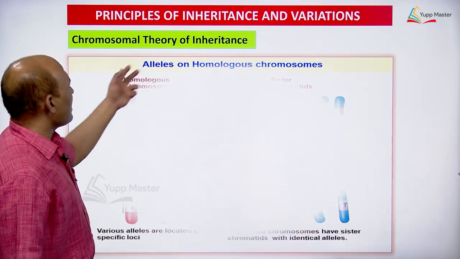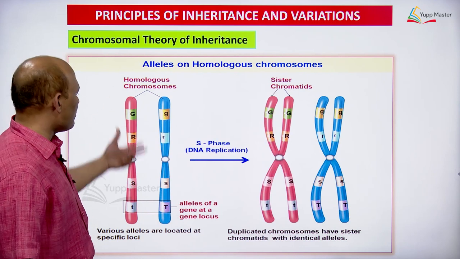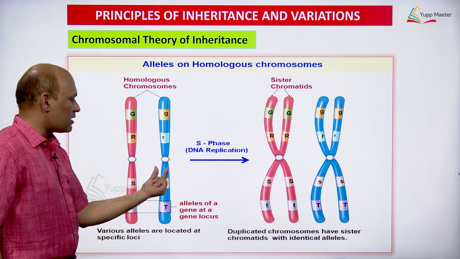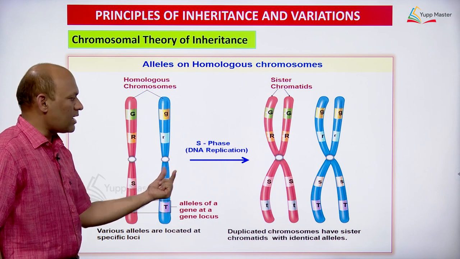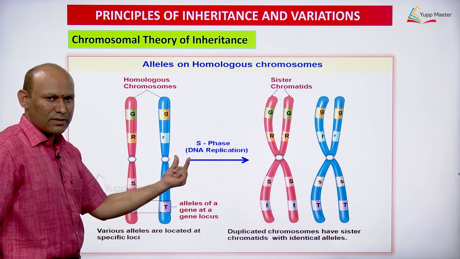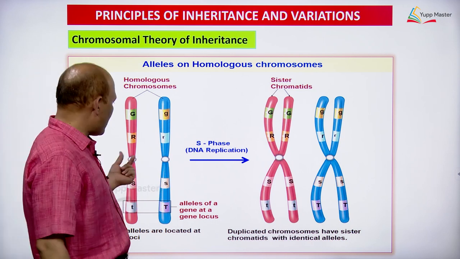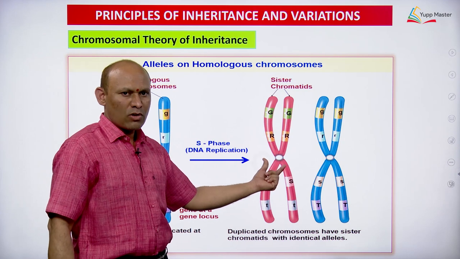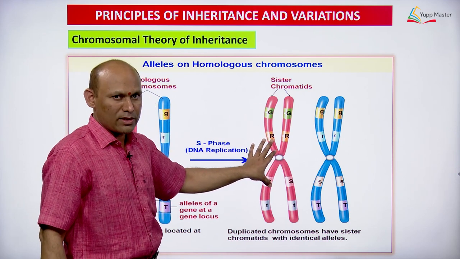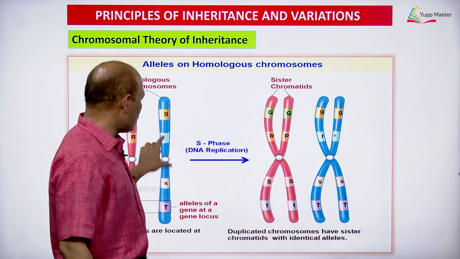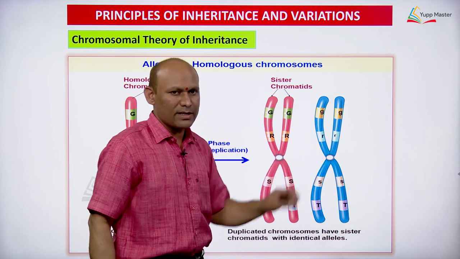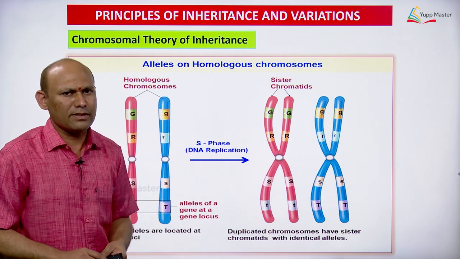Let us try to understand certain beautiful aspects again. This is one chromosome, this is another chromosome. After chromosomal duplication, which occurs in the S phase of the cell cycle, this will become like this. This is a duplicated chromosome. The blue color I have shown is the chromatids. So here you can clearly find two chromatids, dear students. Very simple, nothing to worry about.